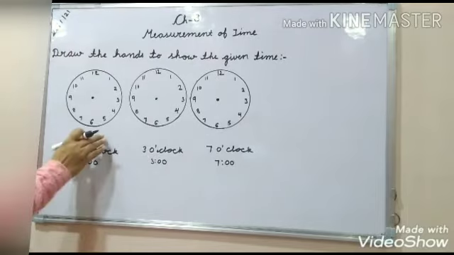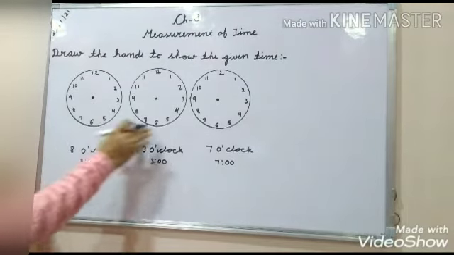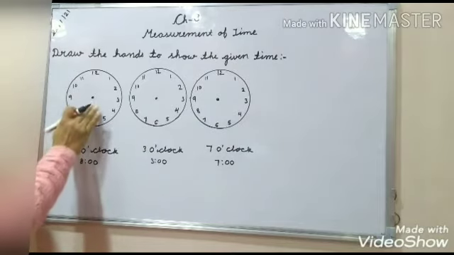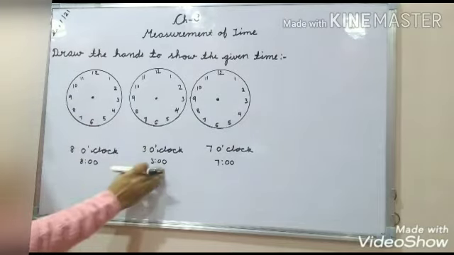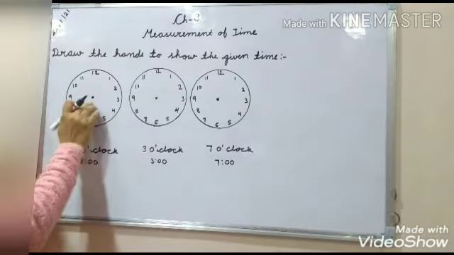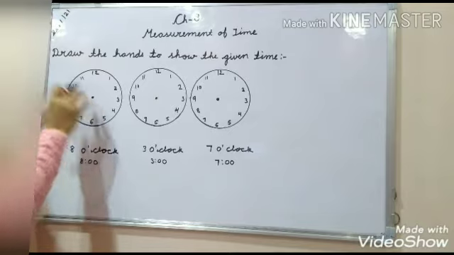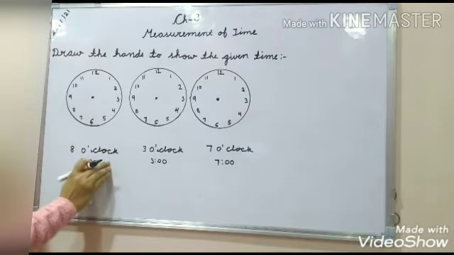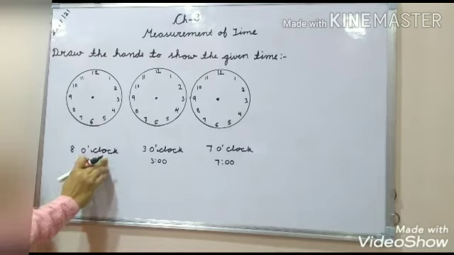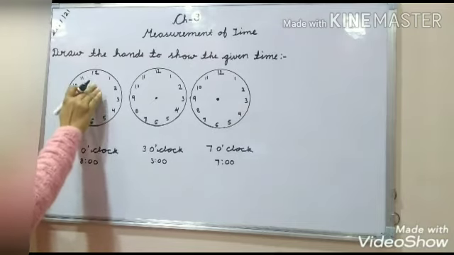Here you can see I have made a picture of 3 clocks. Now I have to draw the hands of these clocks according to the time that has been given here, that is 8 o'clock, 3 o'clock, 7 o'clock. I have to show it by drawing the hands. So first clock, here the timing is 8 o'clock. What is the time? 8 o'clock. Now I have to draw 8 o'clock here.